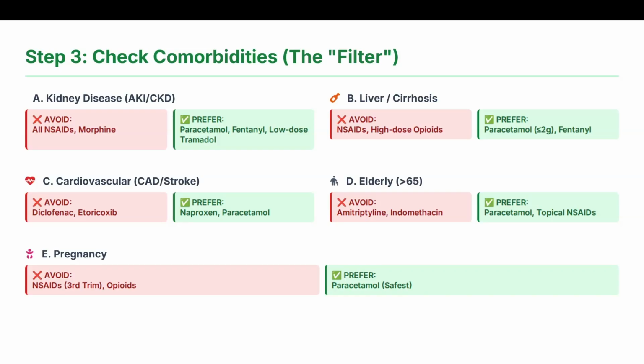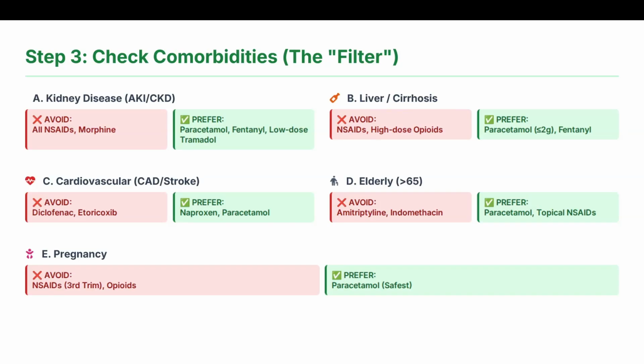In cardiovascular disorders like coronary artery disease or stroke, it is imperative to avoid diclofenac or etoricoxib, which is a COX-2 inhibitor. Diclofenac is the most cardiotoxic NSAID, and we can prefer naproxen with GI protection, and paracetamol. In pregnancy in the third trimester, avoid NSAIDs because they can cause premature ductal closure. Also avoid opioids, as they cause decreased uterine contractility, fetal distress, and decreased fetal movements.